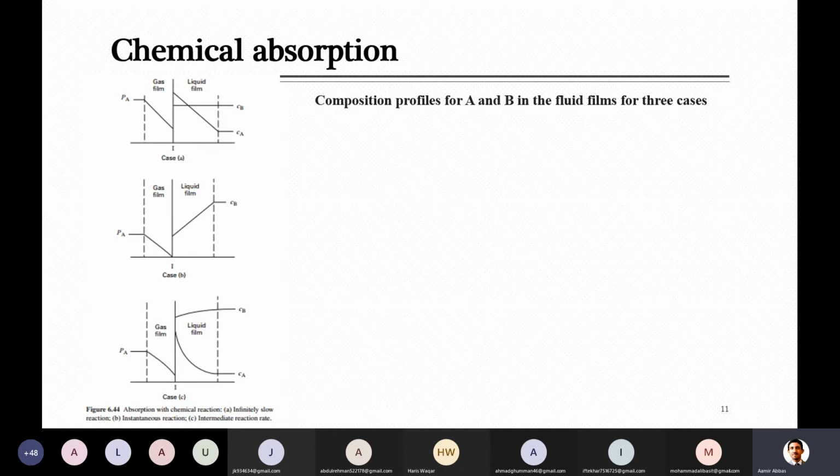I mean, here the major absorption is taking place due to physical absorption, but there is a very slow reaction also taking place. And in the B case, I will just talk quickly about this concentration profile. What does it indicate? In B, you are saying that this is instantaneous reaction. It means whenever the gas component which you want to absorb approaches the liquid film, it will quickly react with that. And then there is a third case where there is an intermediate reaction rate.